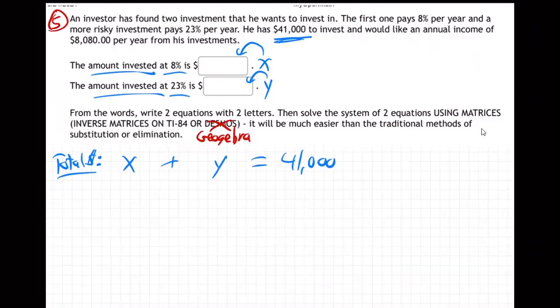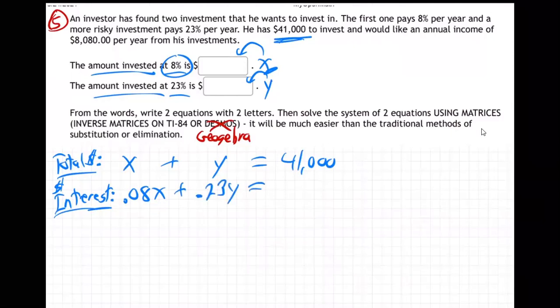The second equation is interest. Dollars of interest. So how are we going to get dollars of interest? Well, this is an 8% account, so it's 0.08x. However much money X he invests in that account, he gets 8% times that amount. 8% times X is the interest he's going to get, plus 23% on the Y account, and he wants his total interest to be 8,080 bucks. There's our two equations, two letters.